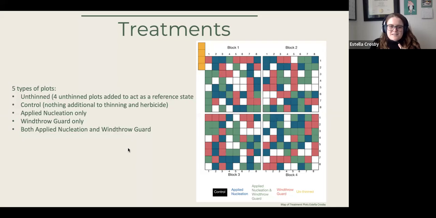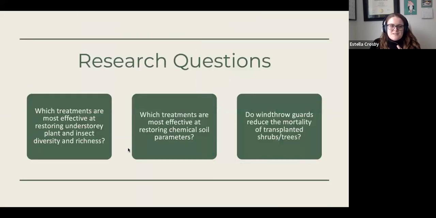So, all of this leads to my research questions, which are: Which treatments are most effective at restoring understory plant and insect diversity and richness? Which treatments are most effective at restoring chemical soil parameters? And do wind-throw guards reduce the mortality of transplanted shrubs and trees? Next, we're going to talk about how I'm going to answer those questions.